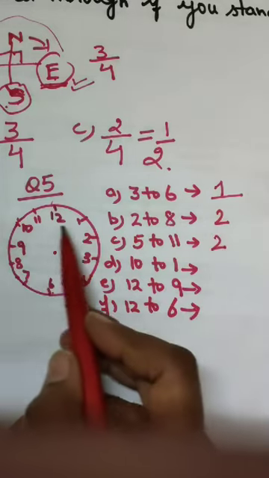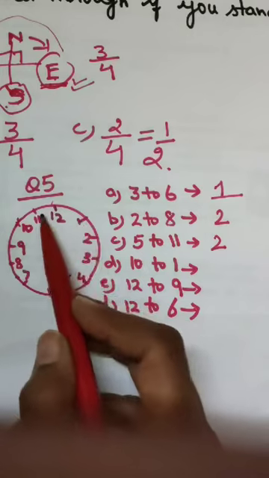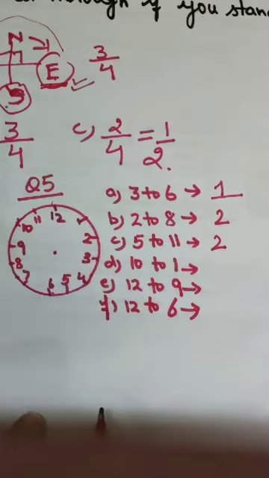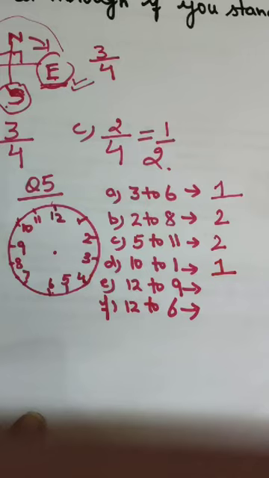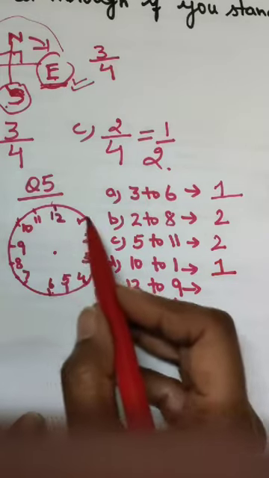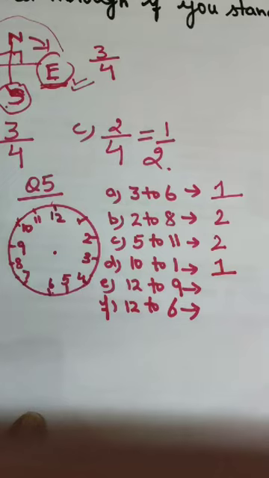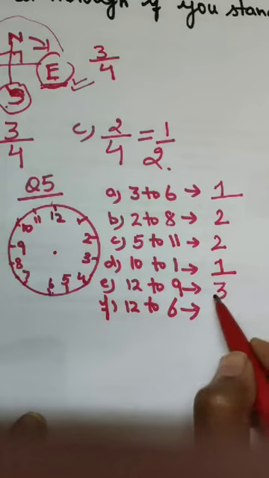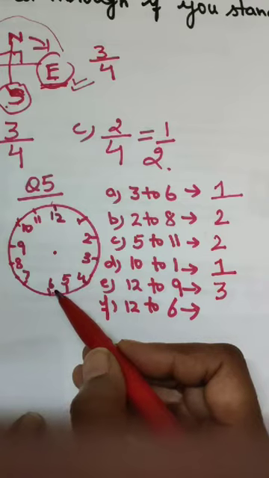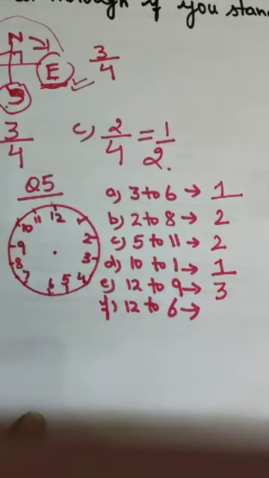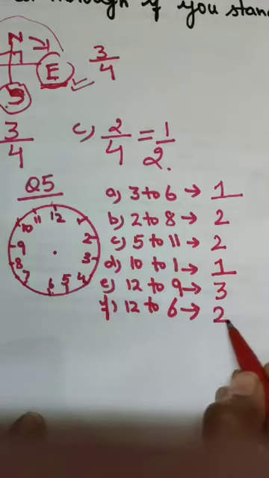10 to 1, 1, 2, 3, differences of 3 numbers, so it has covered 1 right angle. 12 to 9, when you count you will see that differences of 9 numbers, that means it has covered 3 right angles. And 12 to 6, here is the gap of 6 numbers, that means 2 right angles.